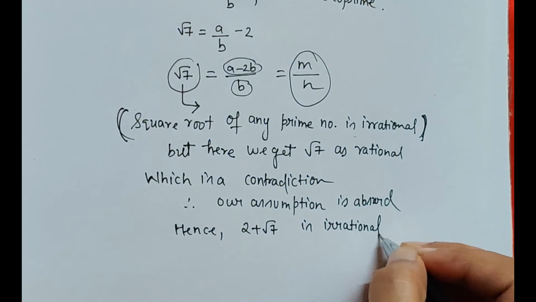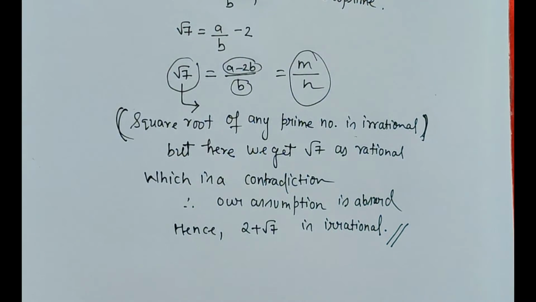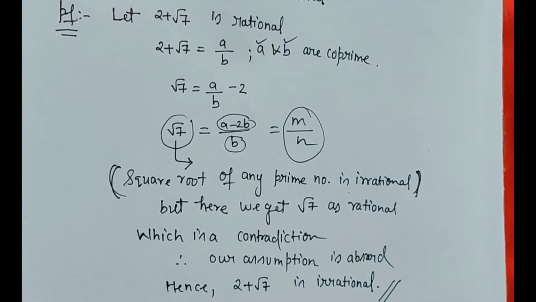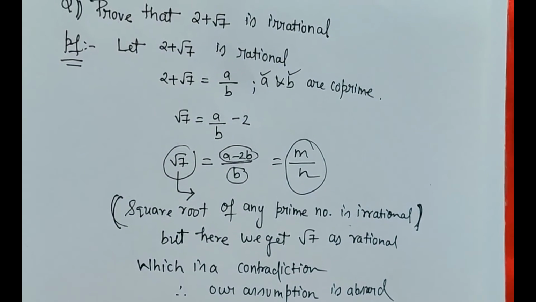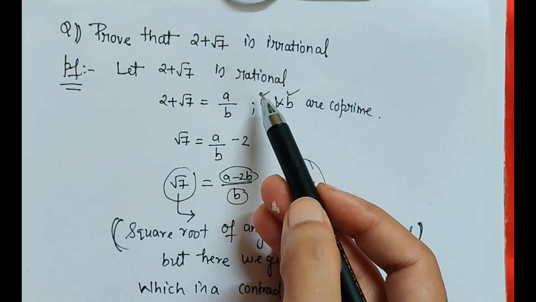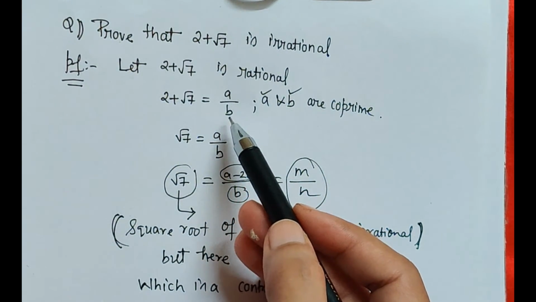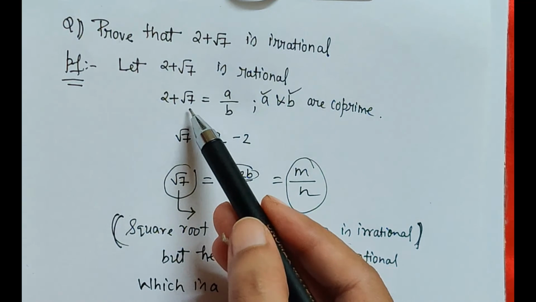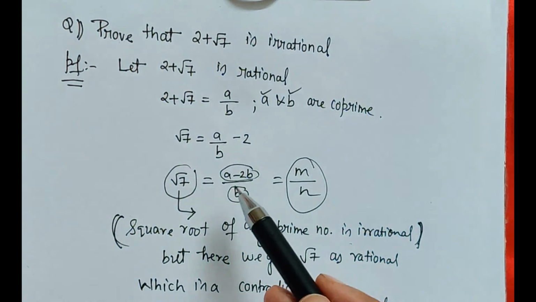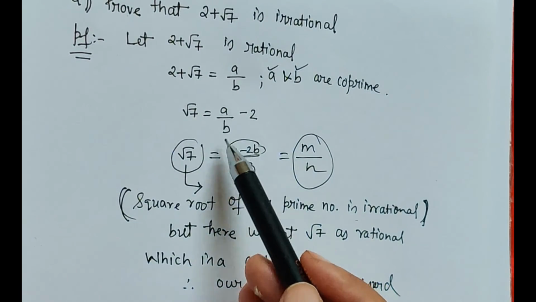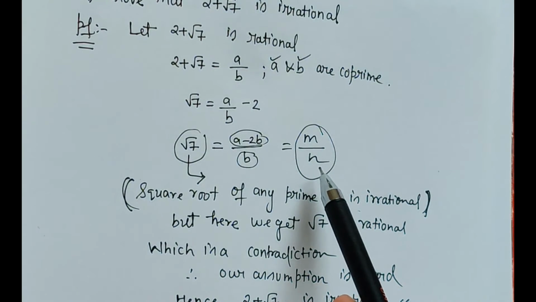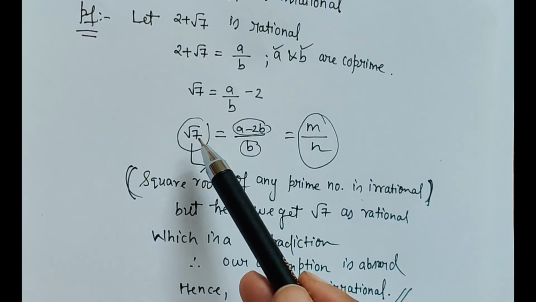I hope the proof is clear to everyone, and I believe this was a bit smaller compared to the previous one, and very easy to understand. We simply assumed 2 plus root 7 is rational, and if it is rational, it can be written in the form of a by b. We just leave the root term on one side and shift all other terms to the right hand side. And what did we get? A ratio of integers. That means root 7 can be written in the form a by b, so root 7 should be a rational number.